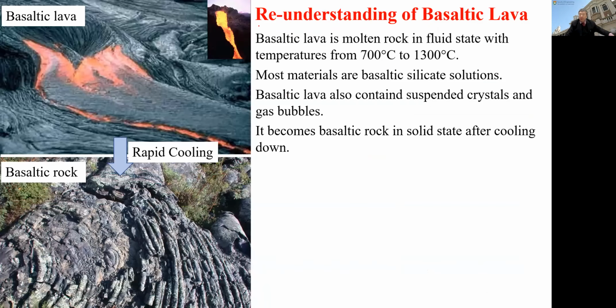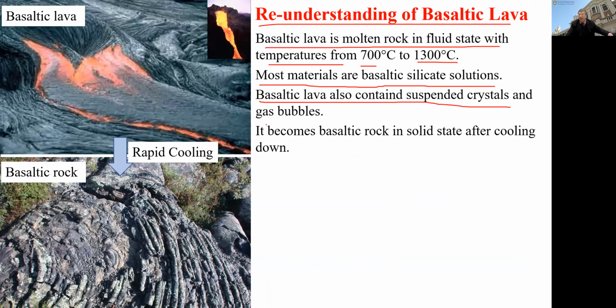So the re-understanding of basaltic lava. The basaltic lava is a molten rock with a temperature from 700 to 1,300 degrees C. Most of the material is basaltic silicate solution, and it is a liquid. Then basaltic lava also contains suspended crystals and gas bubbles. Okay, it becomes basaltic rock in the solid state after cooling down. And this one here is the basaltic lava. Then after cooling down, it becomes basaltic rock, basalt.